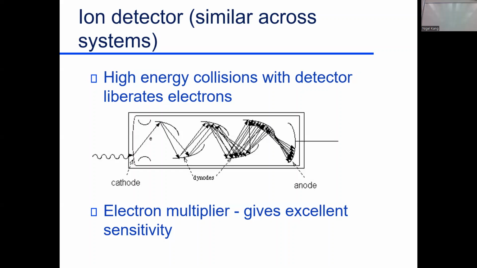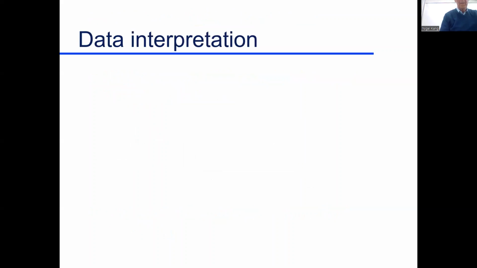So one ion comes in here. It gets multiplied by two. This two comes in this one. This will be four. Four get to be 16. 16 get to be whatever 16 squared is. And this one down the line. So it's a photon or electron multiplier. So it gives you the sensitivity, which is one thing that makes the method really beautiful in terms of ability to get low detection limits.